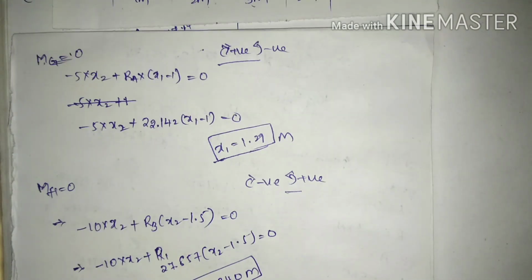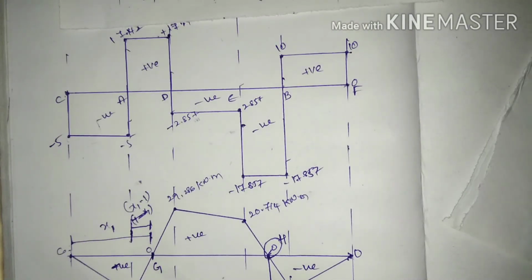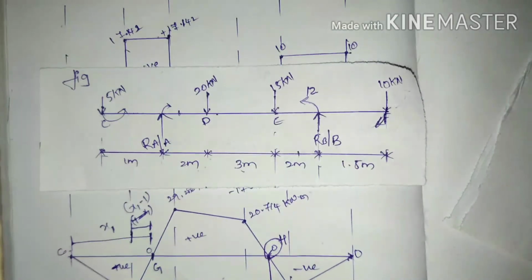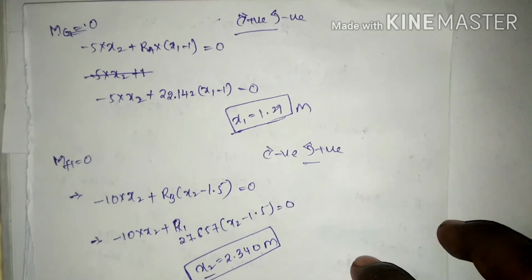This is our calculation regarding this double overhanging beam. We have drawn the shear force diagram and bending moment diagram for this given data, and we have also found the points of contraflexure at their respective x1 and x2 meters.